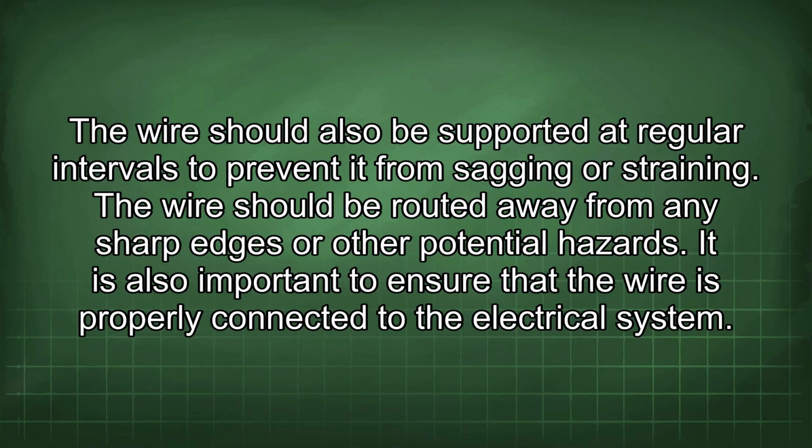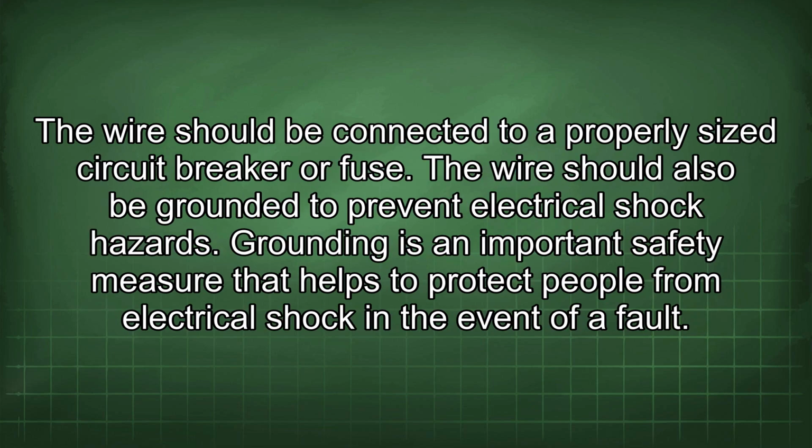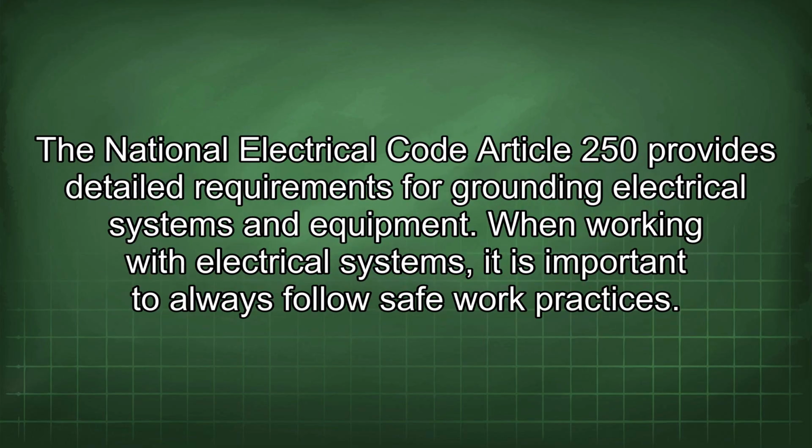It is also important to ensure that the wire is properly connected to the electrical system. The wire should be connected to a properly sized circuit breaker or fuse. The wire should also be grounded to prevent electrical shock hazards. Grounding is an important safety measure that helps to protect people from electrical shock in the event of a fault. The National Electrical Code Article 250 provides detailed requirements for grounding electrical systems and equipment.